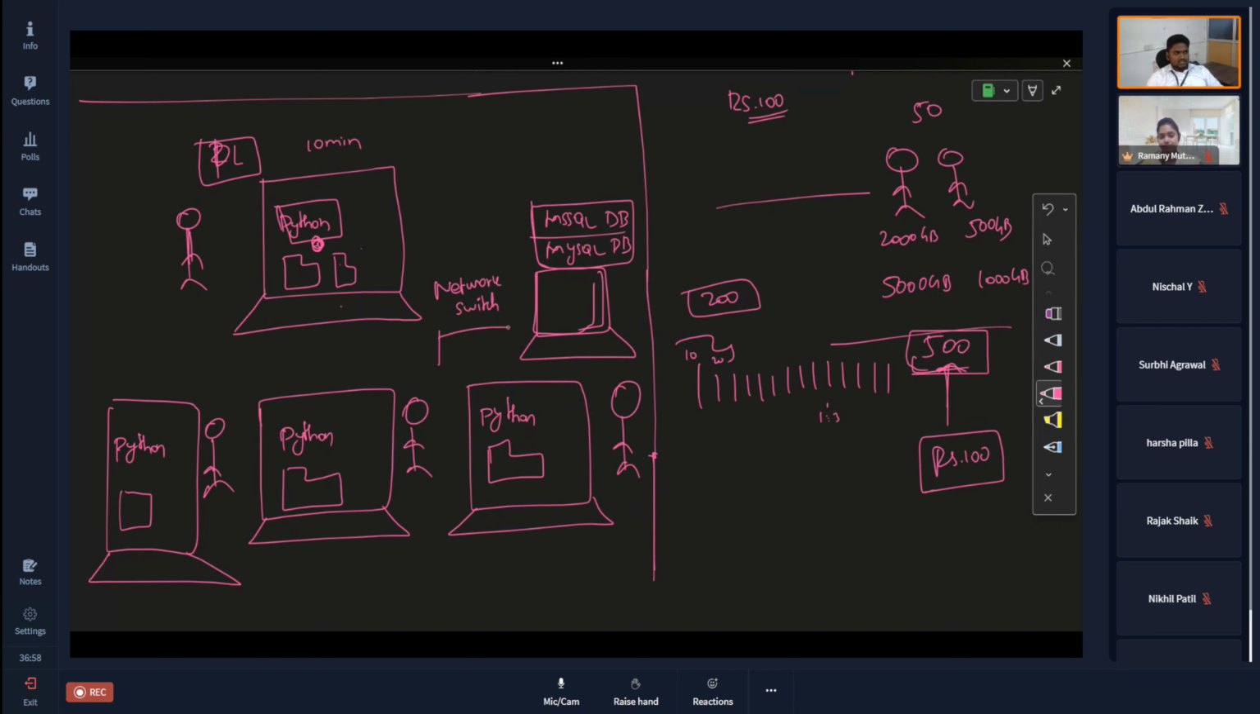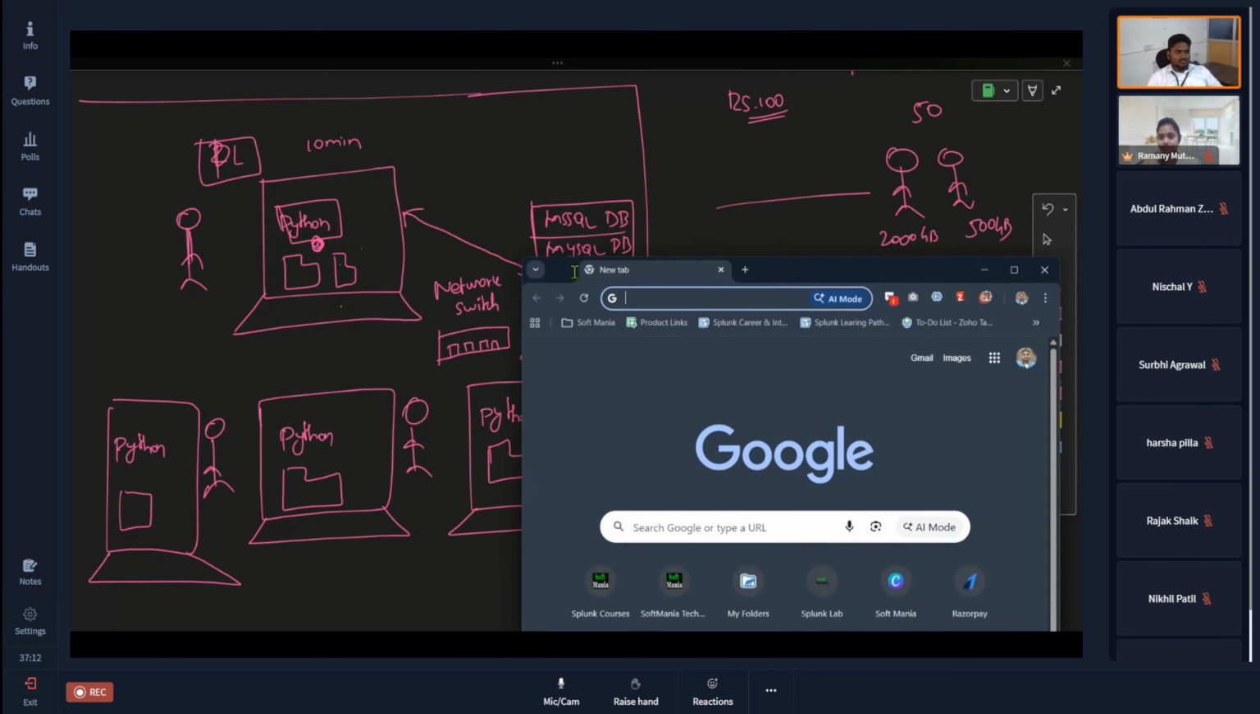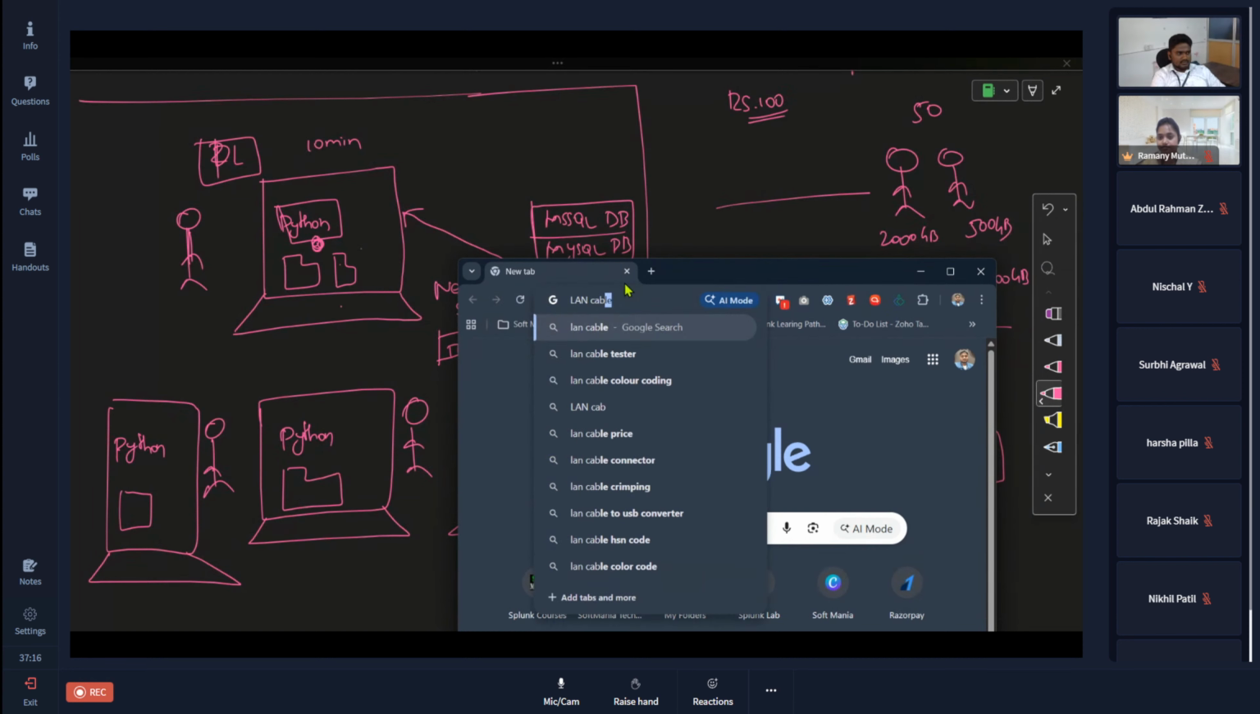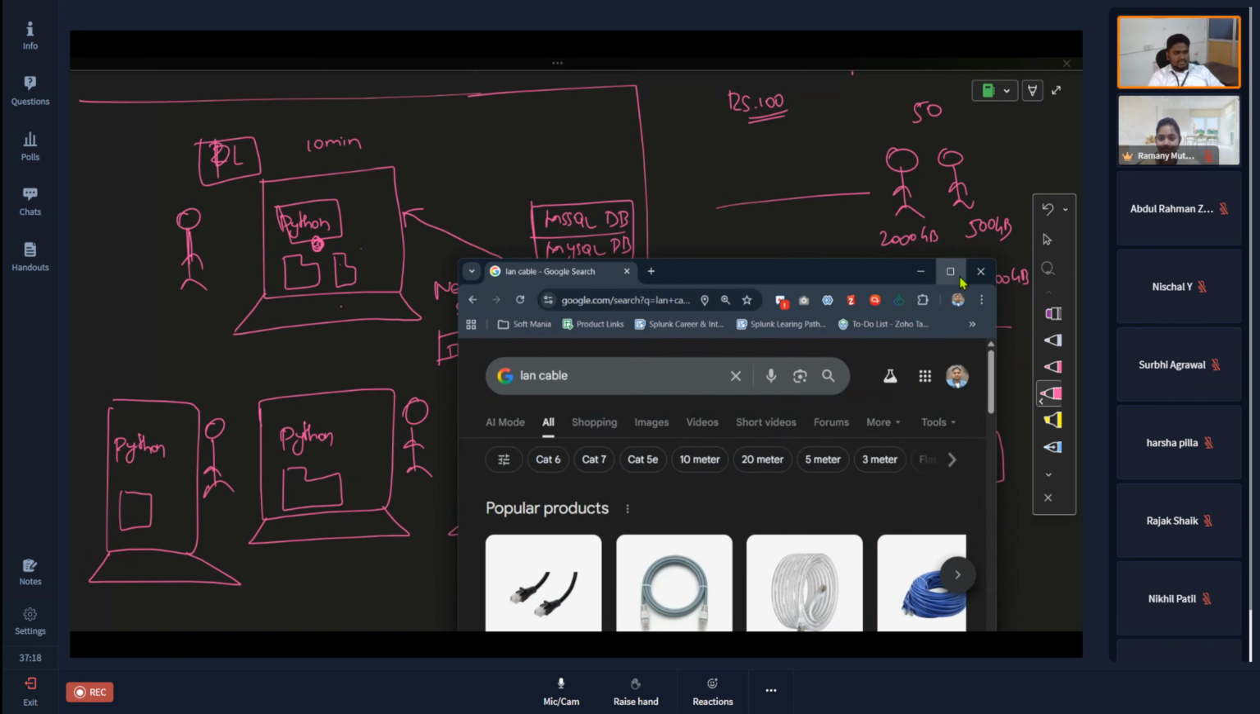So there is a switch. If in your home you have multiple laptops, right? If you have only 2 laptops and want to connect them, you can just use a LAN cable. People know the LAN cable. What is a LAN cable? Let me show you. RJ45. Yeah, this is the LAN cable.